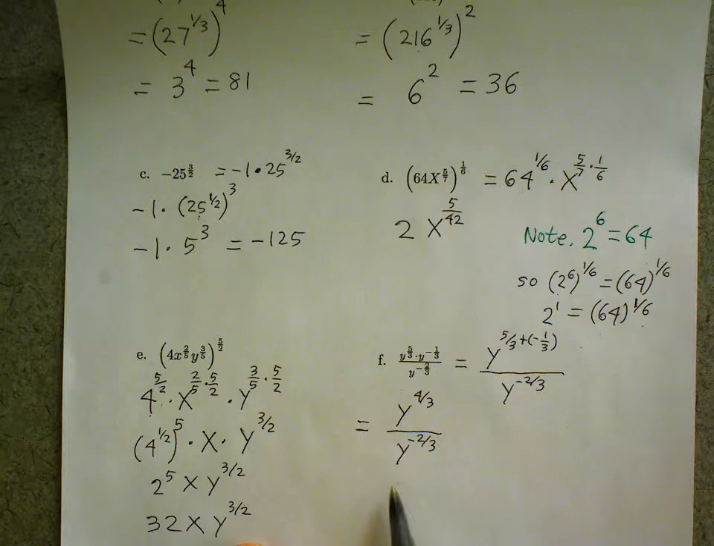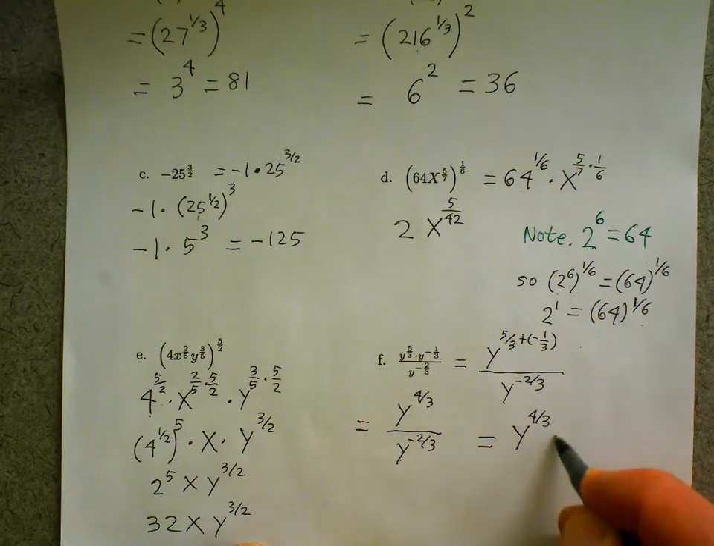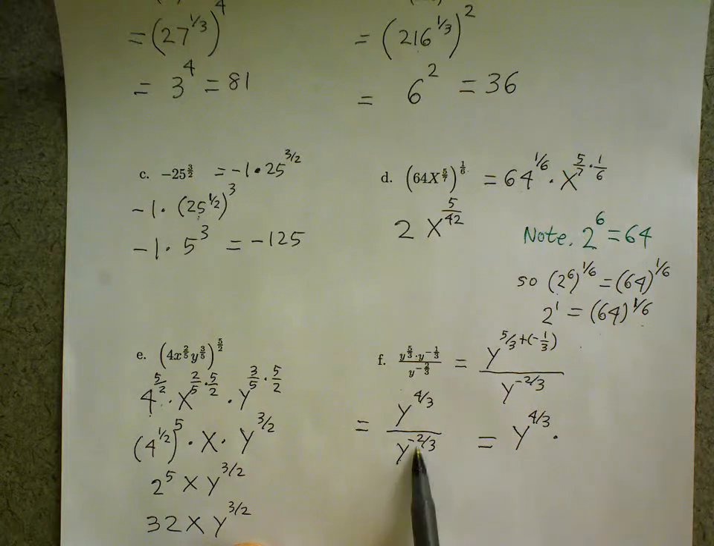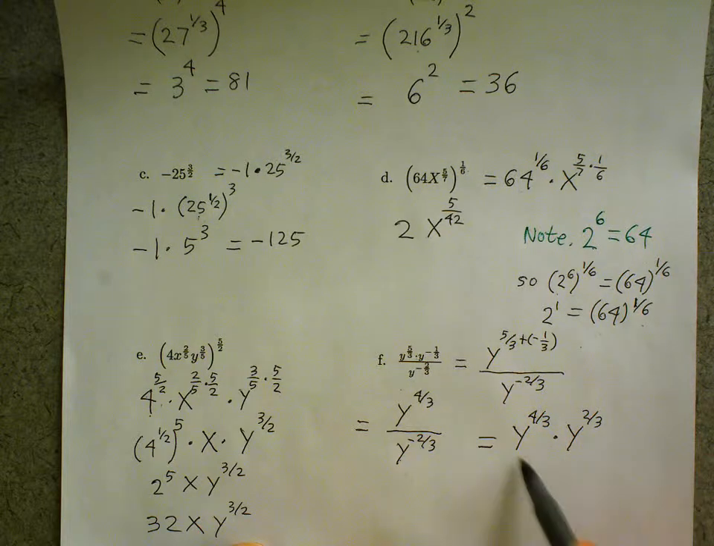And we still have a couple of options. Remember, if you have something with a negative exponent in the denominator, you can move the term to the numerator and write the exponent as a positive instead of a negative. So if we do that, we already have y to the 4/3 in the numerator, and y to the negative 2/3 in the denominator is equivalent to y to the positive 2/3 in the numerator. So the denominator is now just 1.